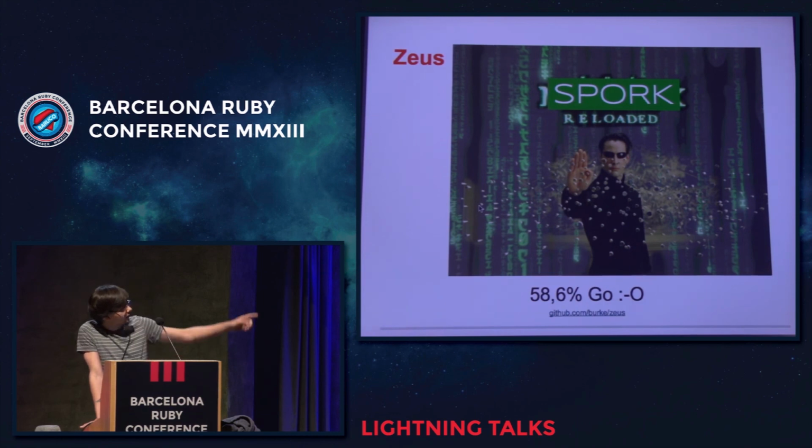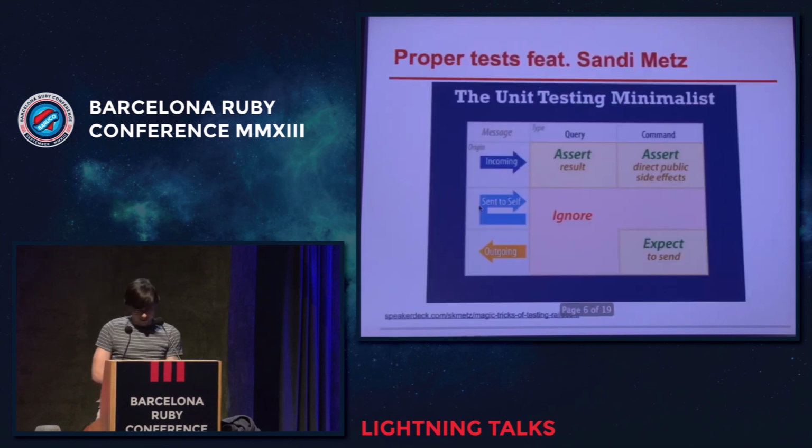One interesting thing is like 58.6% Go. So if you want some Go, go for it. Another one. Oh, 2 minutes. So Sandi, yeah. Great book, great presentation, go check it out. The main thing I got from this is that we can test, and if we test well, we don't test that much, and we still have correct coverage, and that makes our tests faster and our life faster.